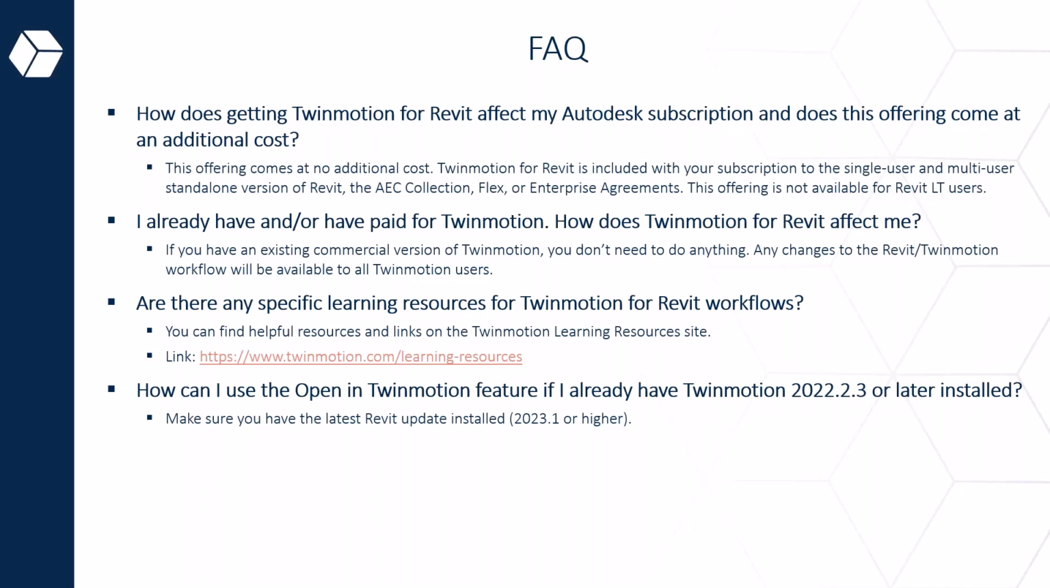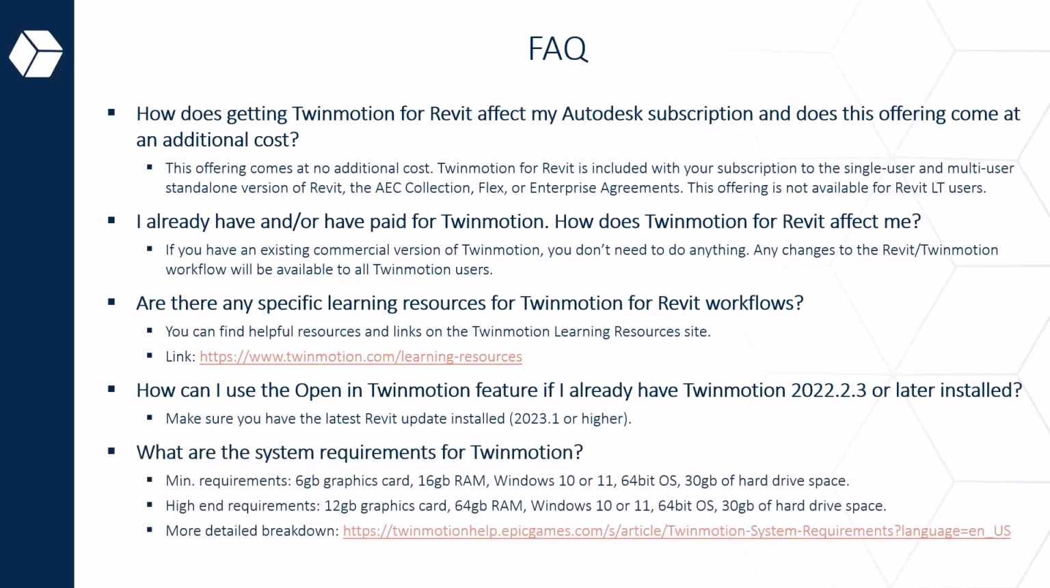So how can I use the Open in Twinmotion feature in Revit if I already have Twinmotion 2022.2 or 2022.3 or later installed? The issue that I had was I went to try and open in Twinmotion and the button was grayed out. It wouldn't allow me to open, and the solution is that you need to make sure that you have the latest Revit update installed, so 2023.1 or higher. Something that is also very important, what are the system requirements for Twinmotion?